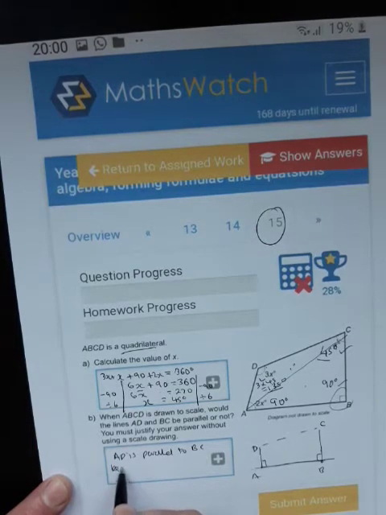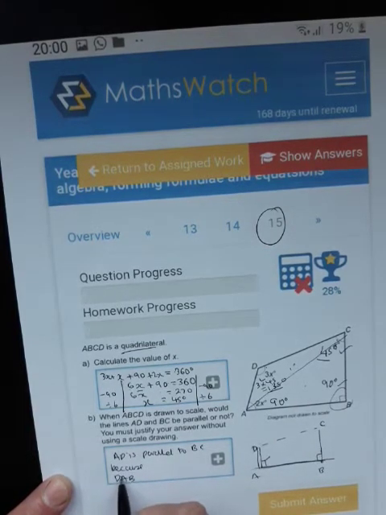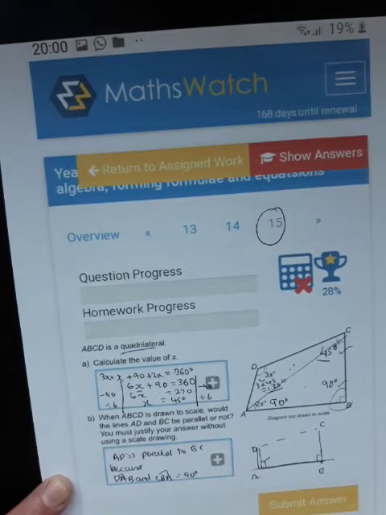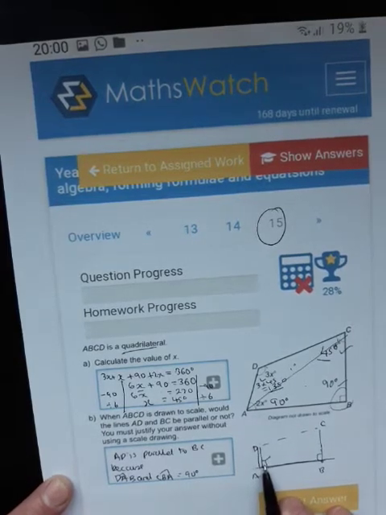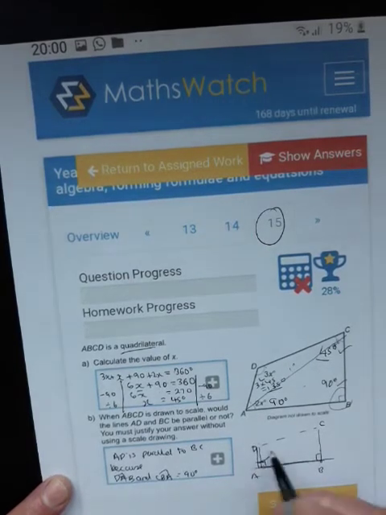Because angle DAB and angle CBA are 90 degrees. Okay. Now that isn't always true. It's only because these are right angles that this works in this case here. Really, what we're saying is, for them to be parallel, this angle here has to be the same as this angle here, which it actually is.